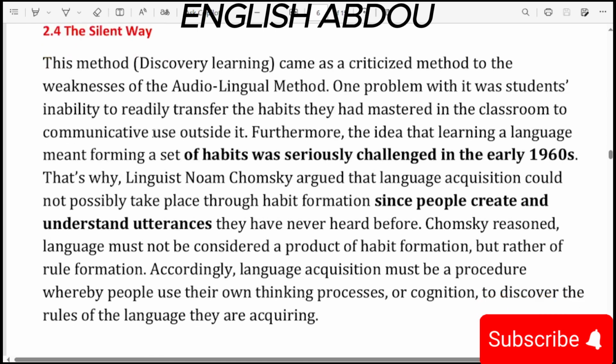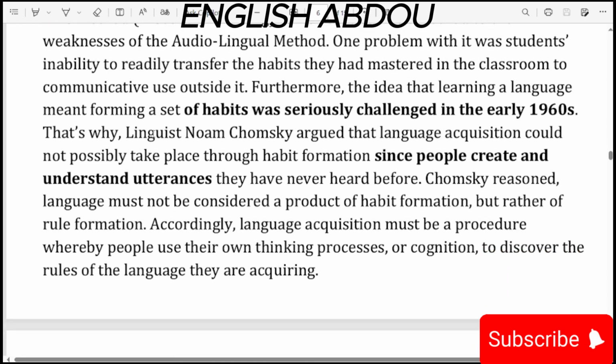The idea that learning a language meant forming a set of habits was seriously challenged. So it's all to form a habit and so on. Okay, now that's why linguist Noam Chomsky, as you have seen, criticized behaviorism. Behaviorism pointed out that a mind is a blank slate, a mind is empty. So how can we fill it? We fill it with knowledge through imitation. That's why Noam Chomsky said no.